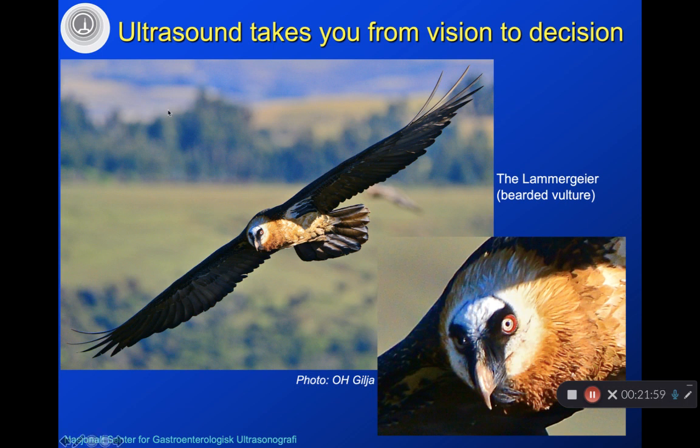Like this lammergeier, which is a rare bird, has an excellent sight to spot anything abnormal on the ground. We can use as doctors ultrasound to spot anything abnormal in the human intestine.